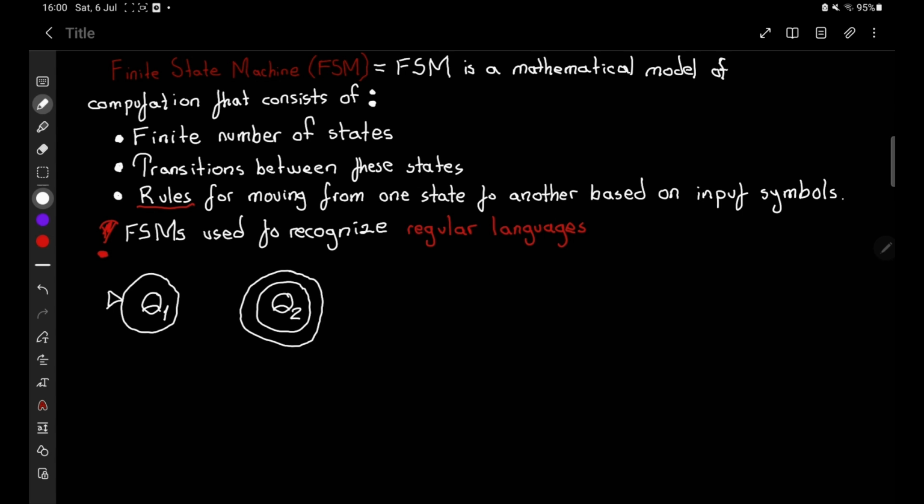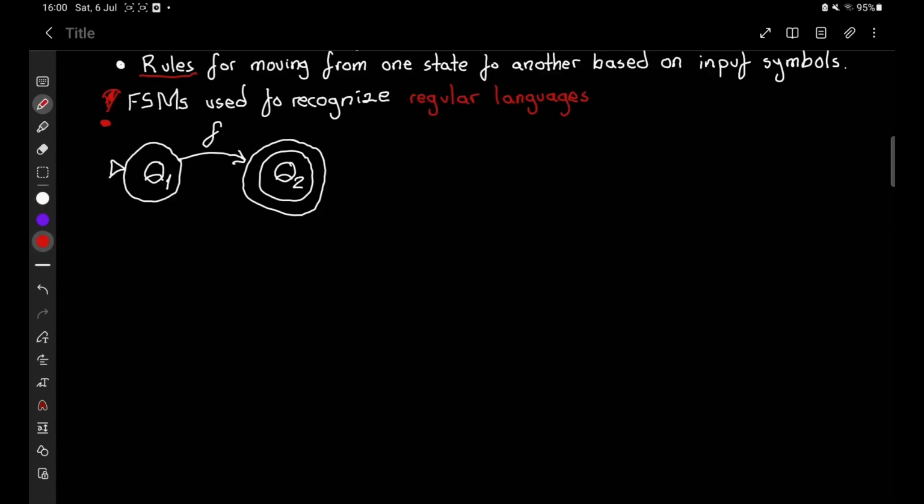The transition basically means the arrows between each state, which are actually the functions of inputs. So based on the given input, the transition function allows you to go from one state to another. Essentially, there are two kinds of finite state machines. Let me write it. DFA and NFA.